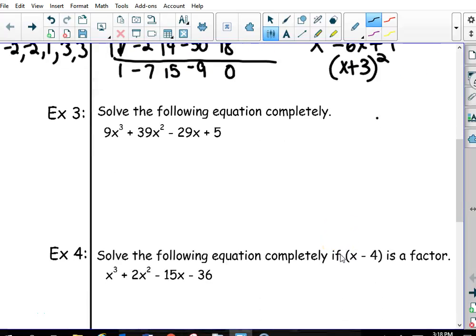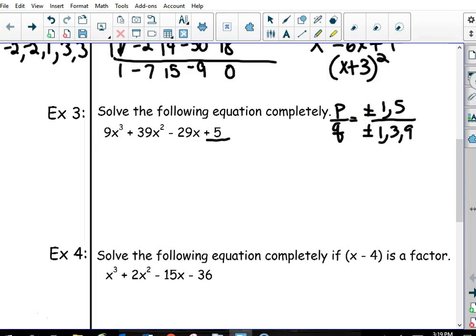Okay, example 3. Solve the following equation completely. I picked this one because it's actually fairly easy to take a look at all possible rational zeros. So if I look at the factors of my constant over the factors of my leading coefficient, I get plus or minus 1 and 5 over plus or minus 1, 3, and 9. And I am going to pick 5 because of that.